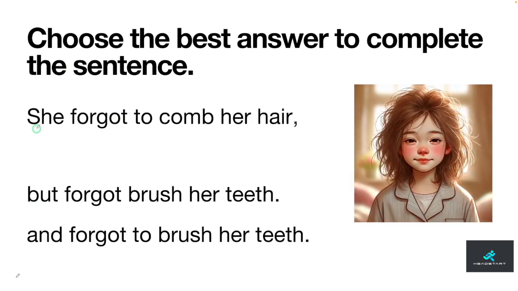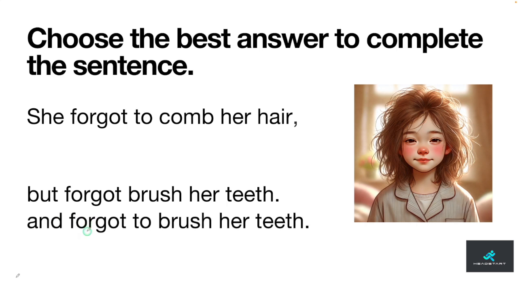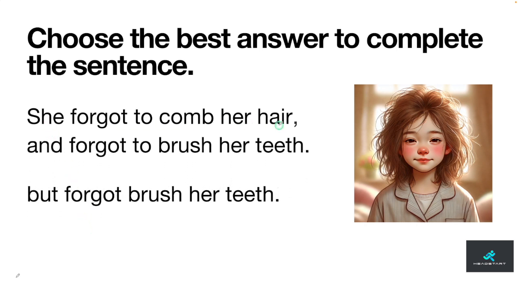The next sentence is, she forgot to comb her hair, but forgot to brush her teeth, or and forgot to brush her teeth. Now this is super easy. We can see the same word forgot. So we know that the second part of the sentence should be similar. So she forgot two things. That's what I'm understanding. So it should be this one. That's correct. She forgot to comb her hair and forgot to brush her teeth. She forgot two things. Yes.